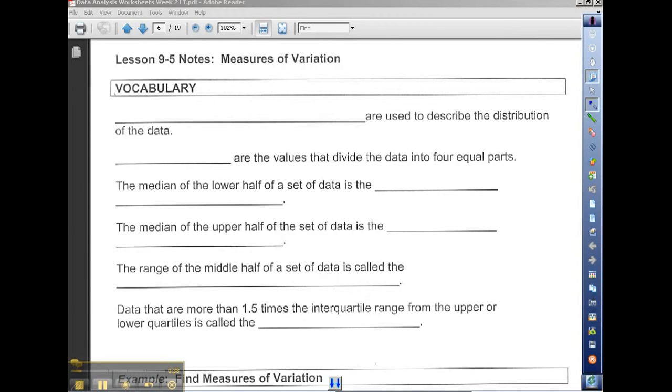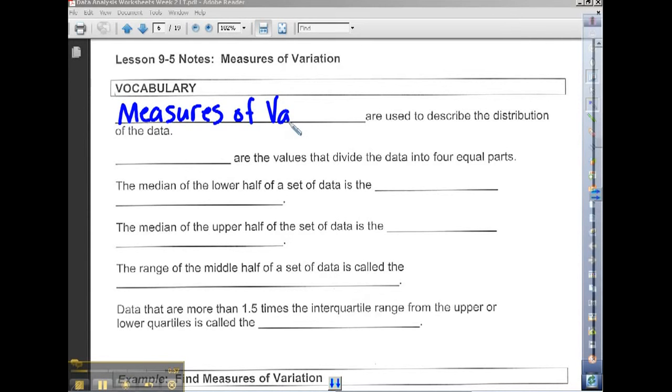Here is your vocabulary for this lesson. There's a lot of vocabulary in this lesson. Okay, so we're going to start here. Blank are used to describe the distribution of the data. So that's going to be measures of variation. Measures of variation are used to describe the distribution or the spread of your data set.